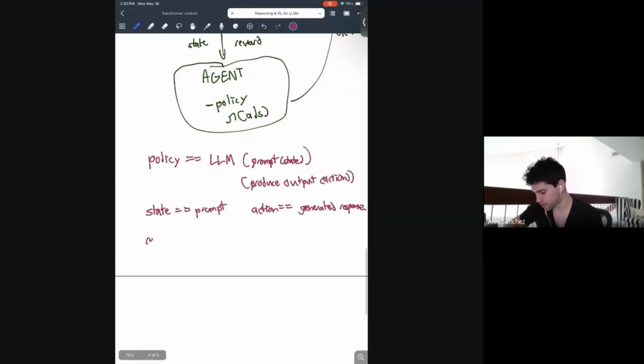And our reward in this instance is the score that our reward model gives, and that in this instance is part of the environment. The score the reward model gives to a response.